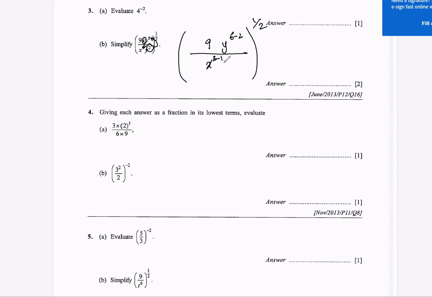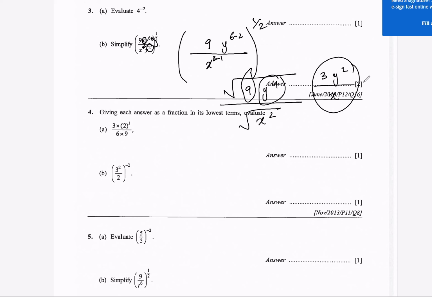9, and then square root of 9 y4 over x square root. Okay, now square root of 9 is 3. Square root of y4 is y square. Square root of x square is x. That's your answer.